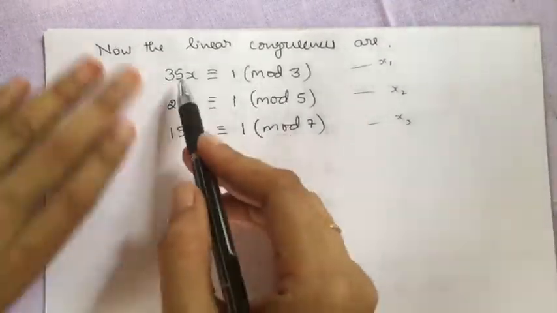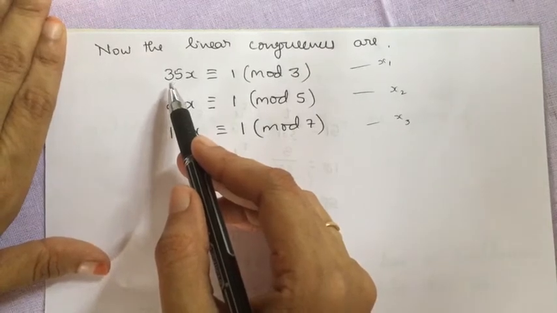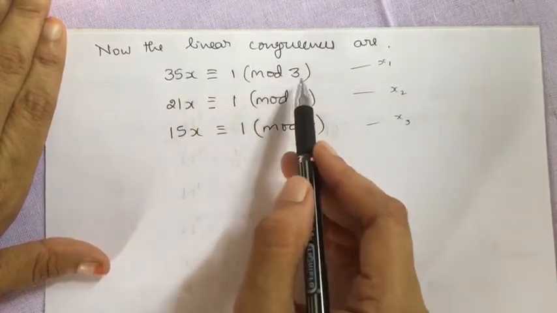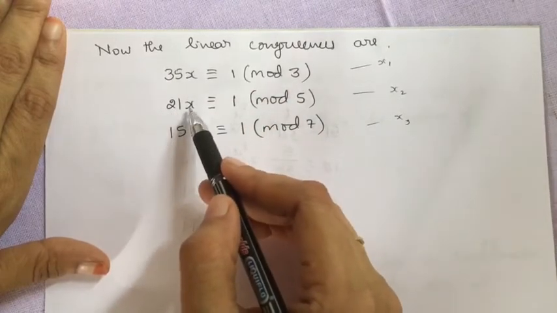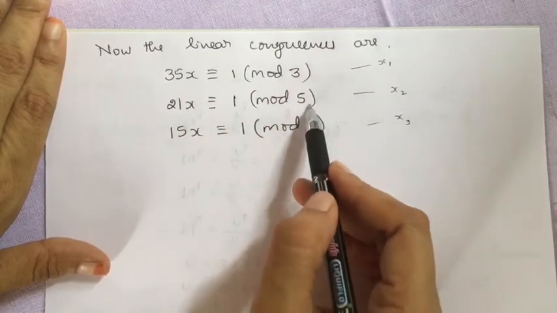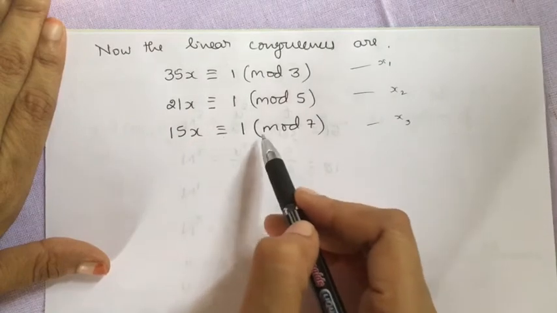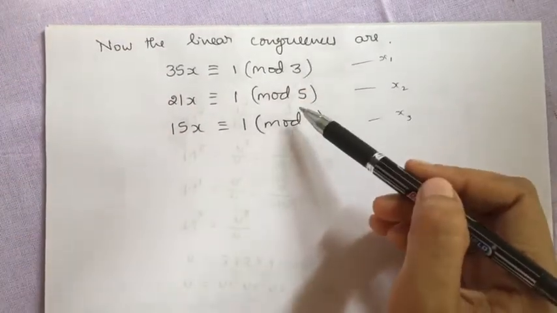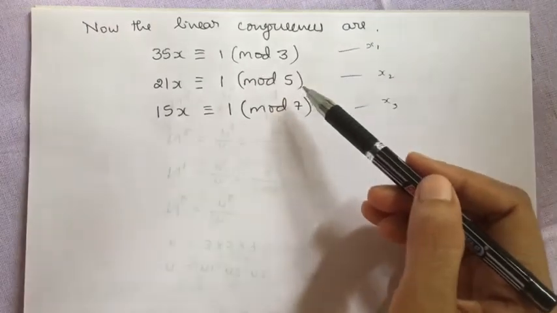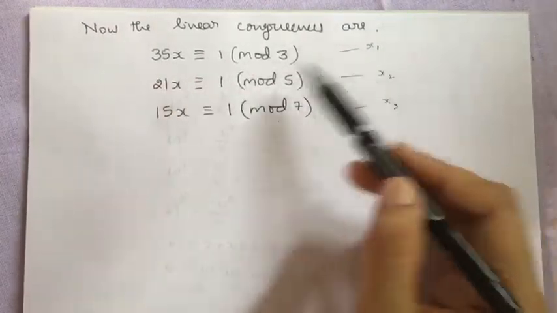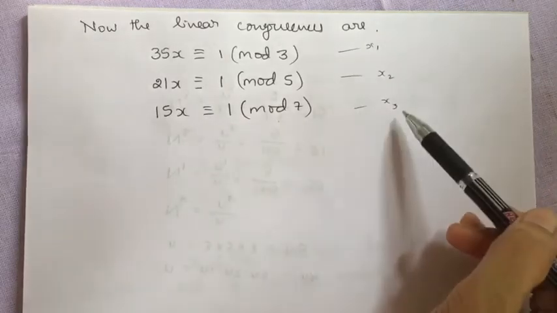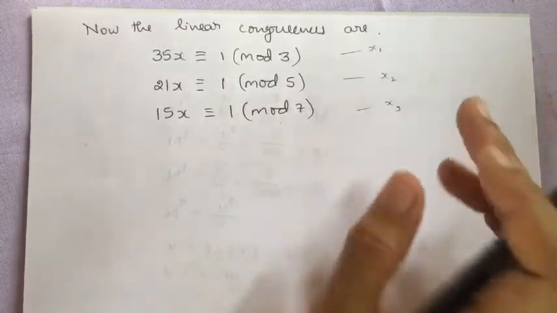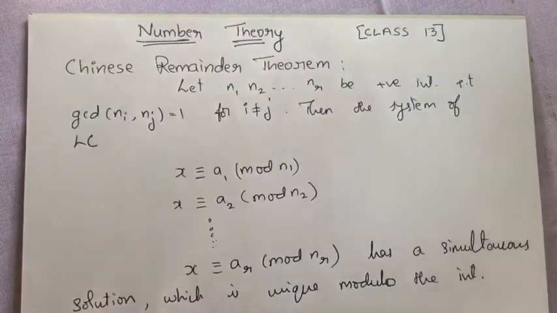That is the first N1, you got capital N1, you got 35. So 35x is congruent to 1 mod 3. Similarly, 21x is congruent to 1 mod 5 and 15x is congruent to 1 mod 7. Now these are simple linear congruences and you can find the solution. Say solution to this is x1, solution to this is x2 and for this is x3. Now I'll combine them and I'll get the solution to the problem.